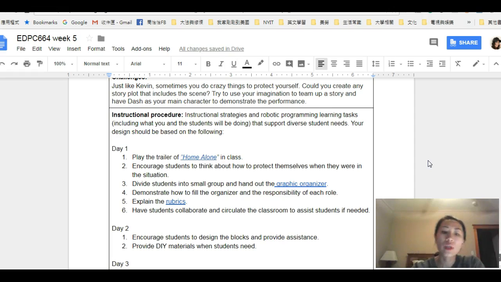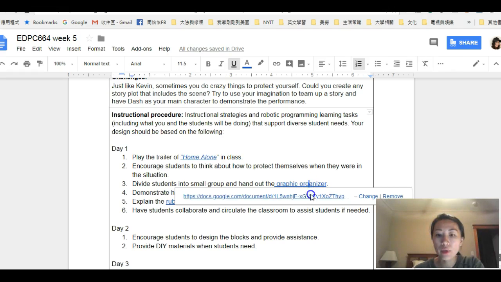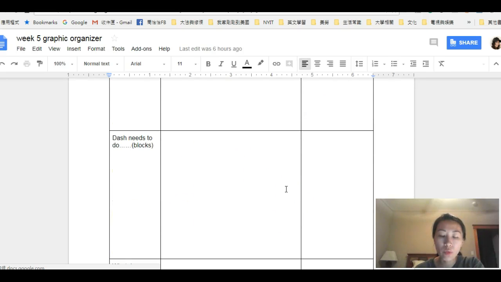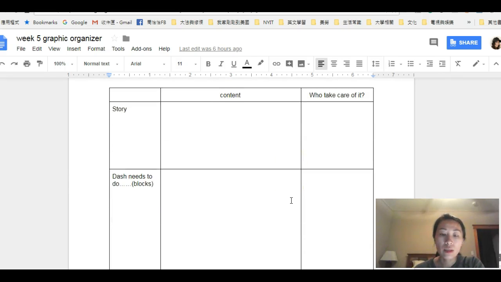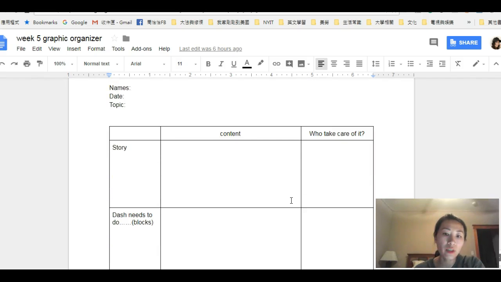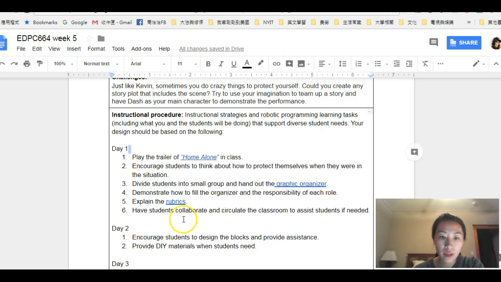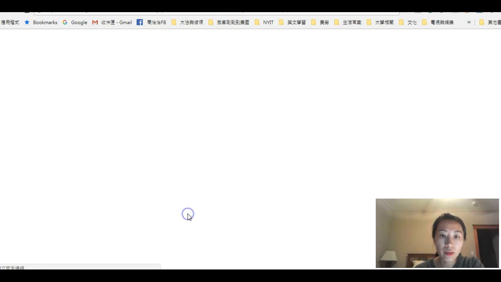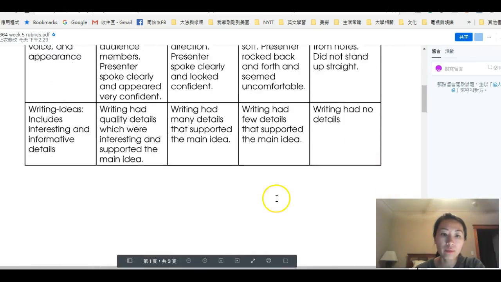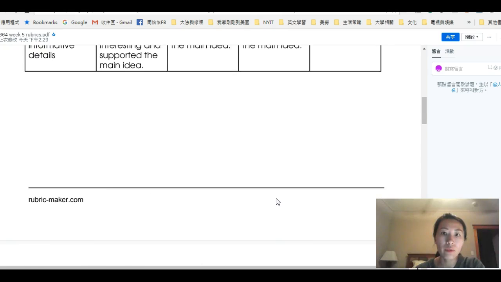Then I will divide students into small groups and hand out the graphic organizer. I designed a very easy one here, and each of them can discuss what kind of role they would like to take, because it's a kind of differentiated instruction. Students can pick which kind of work they prefer with their confidence. I also set the rubrics, so they can follow the rubrics to meet the standard and understand what direction I hope they meet, and what kind of criteria.